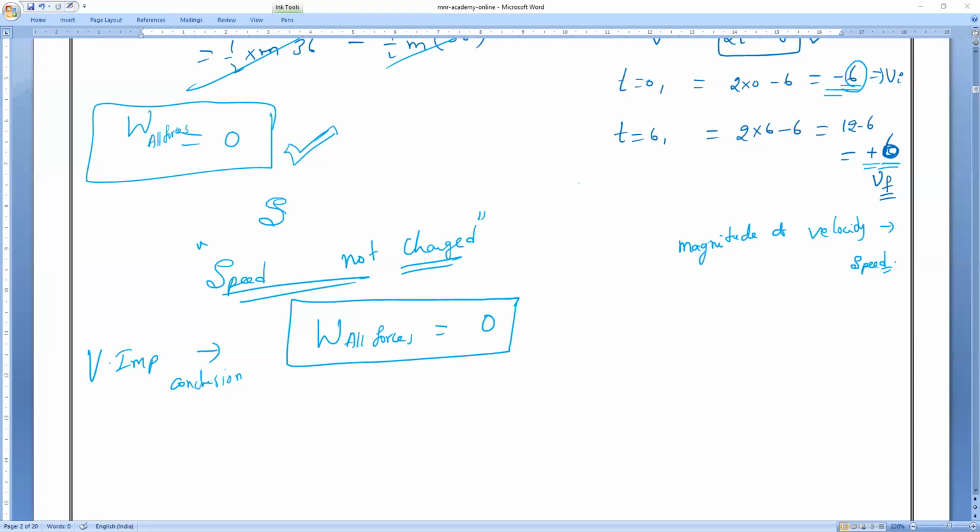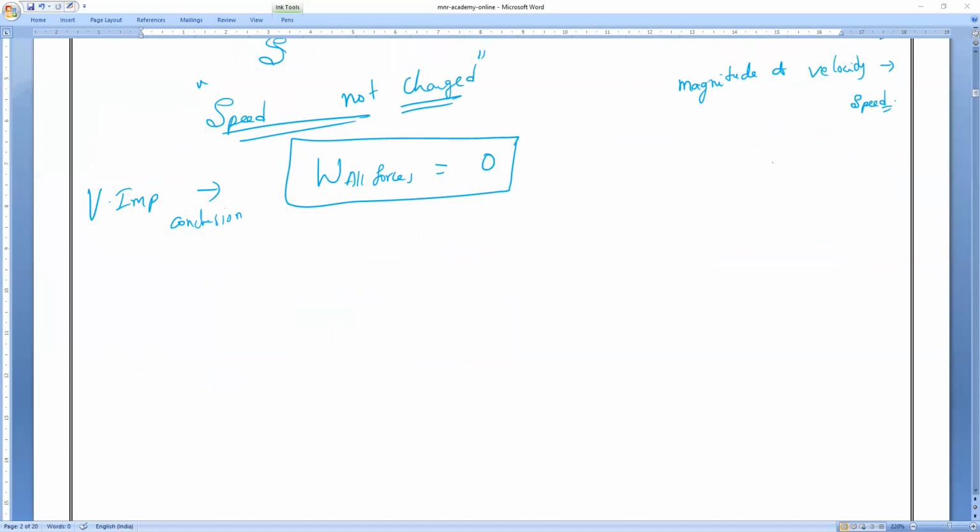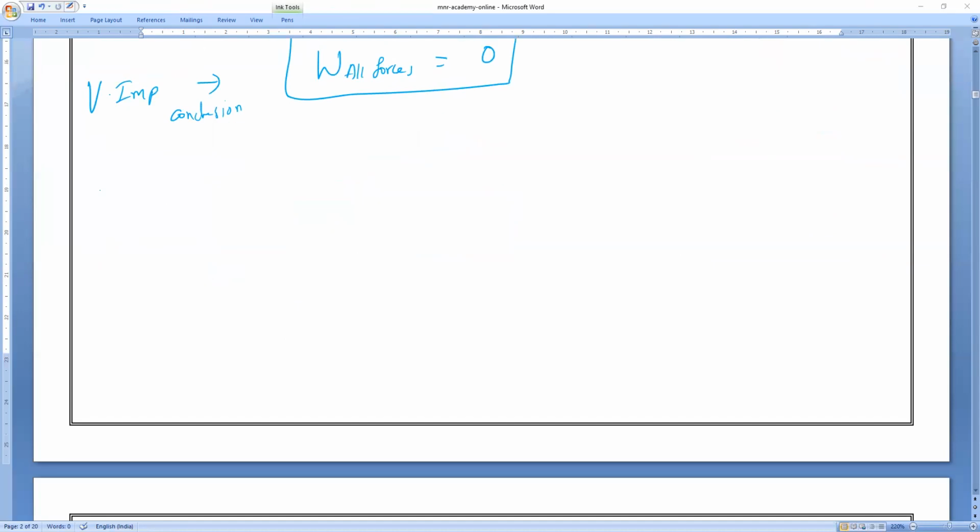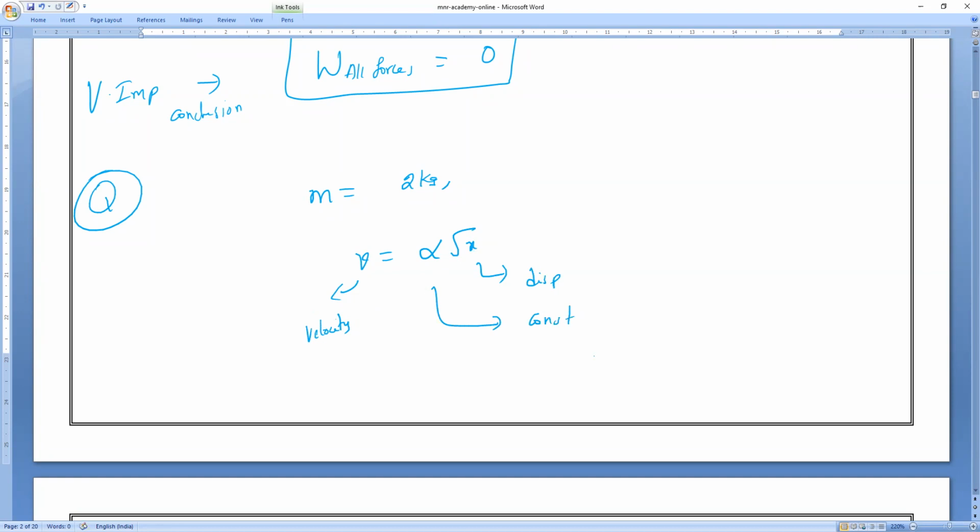Okay. The given mass is 2 kg. I think everybody solved this question. The given mass is 2 kg, and velocity is equal to alpha root x. V means velocity, x means displacement, and alpha is a constant. The time interval is 0 to 6. Find the work done by all the forces.